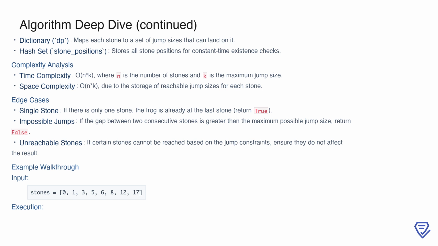If there's only one stone, the frog is already at its destination, so we return true. If a gap between two consecutive stones exceeds the maximum possible jump size, the frog cannot cross it, and the answer is false. Lastly, unreachable stones, those that cannot be landed on based on the jump constraints, should not interfere with the computation, as they remain empty in the DP dictionary. These considerations help ensure the algorithm handles all scenarios robustly.